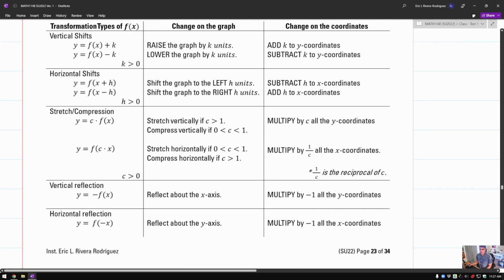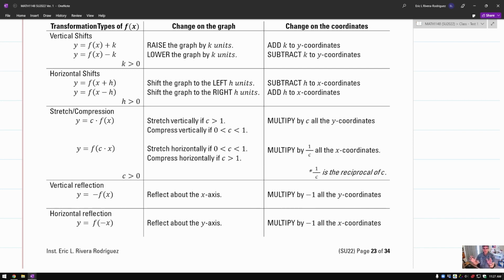Another table that is going to be important. I made this table trying to simplify all the transformations into the two categories and the three types of transformations. This is something that I want you to review. Reading through this exactly like this is not going to help too much. This is a table that you are going to go back and reference.